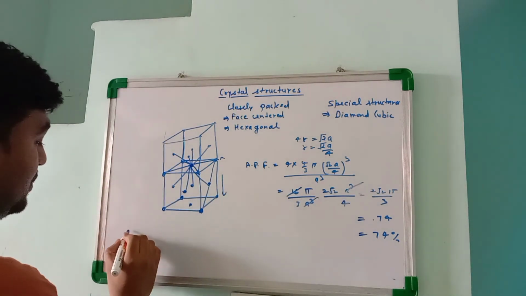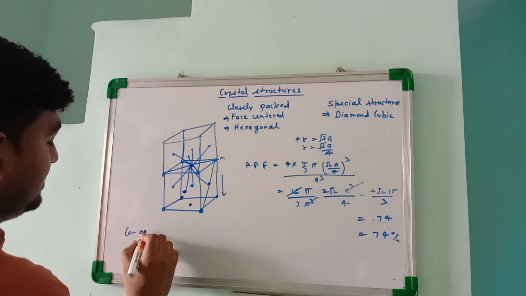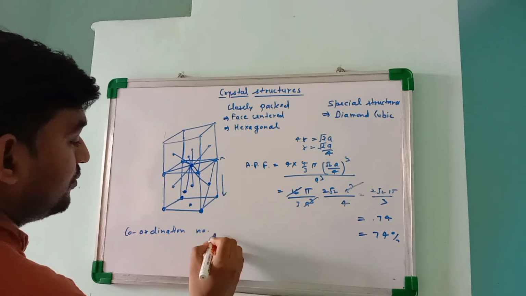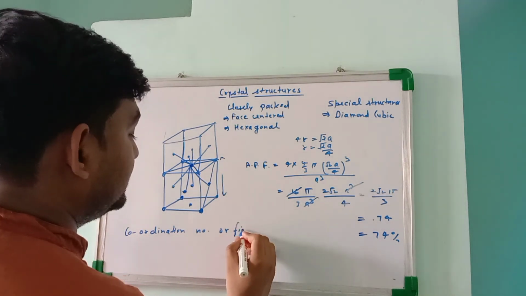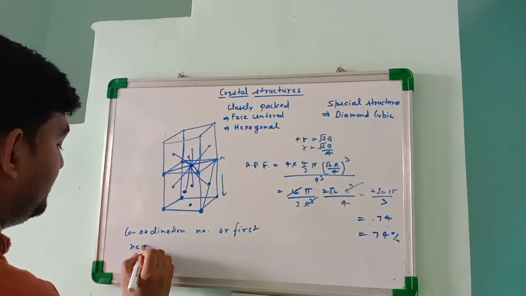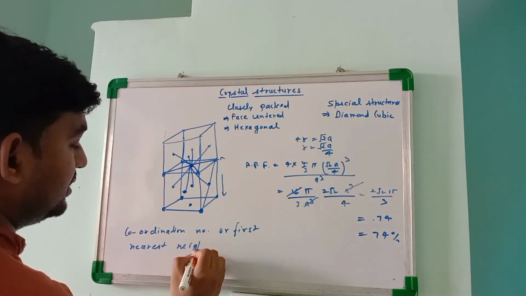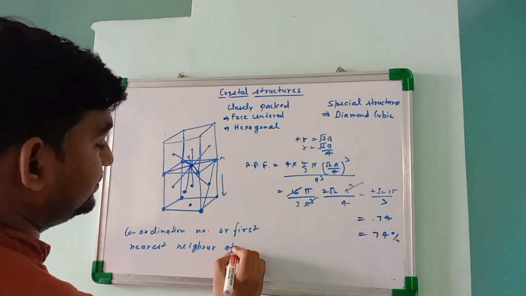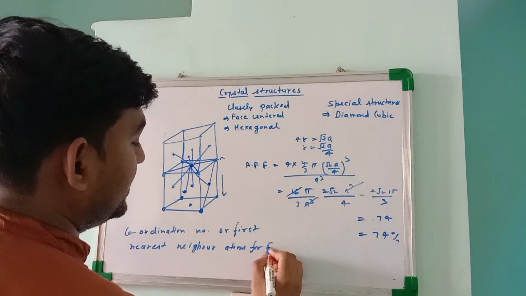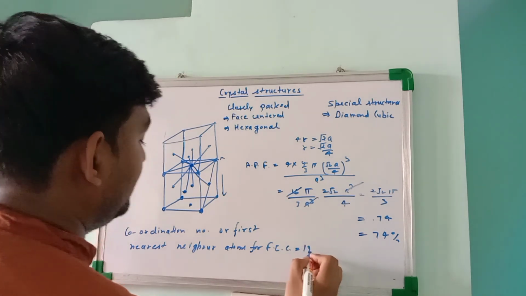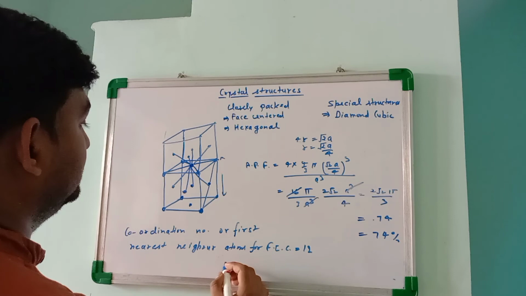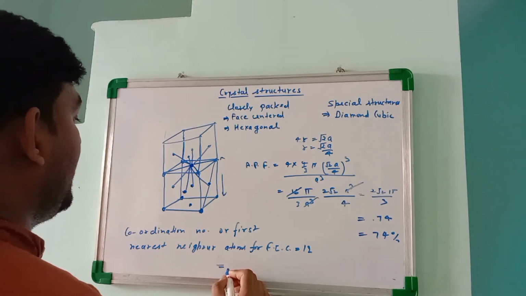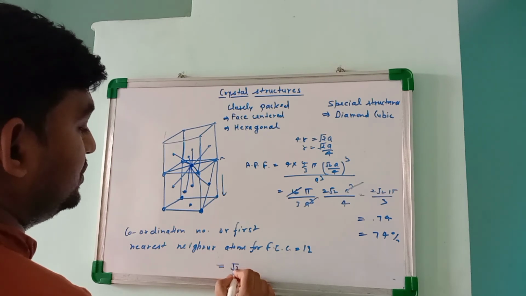And so we can say the coordination number, or first nearest neighbor atoms, for FCC are 12, at distance √2a/2.